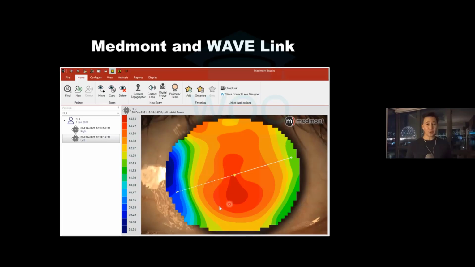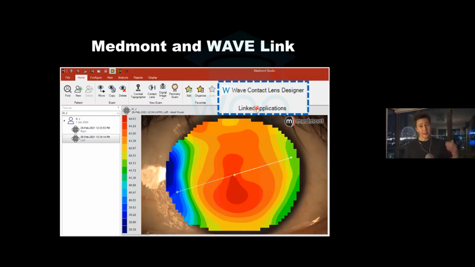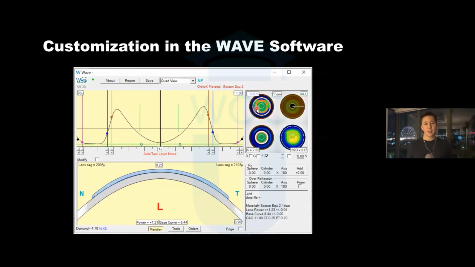So for the Medmont users, you simply click on your map, and then you're going to go to Home and over here to the linked applications, and you see your Wave link. It'll automatically just send all of those data points into the Wave software. So it makes it pretty easy for us to take all of those thousands and thousands of data points, send them into the Wave platform. Now, once it gets into the Wave, then the magic really begins.